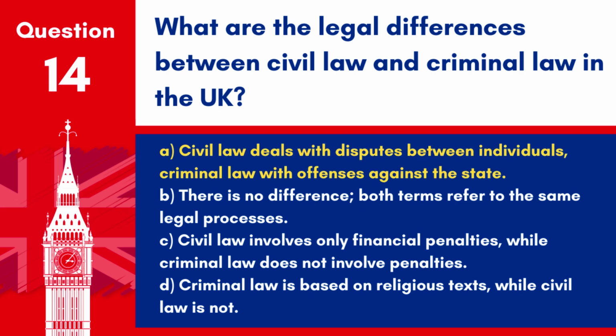Answer: A. Civil law deals with disputes between individuals, criminal law with offences against the state. Civil law in the UK typically involves resolving disputes between individuals or organisations, often involving compensation, whereas criminal law deals with offences that are considered to be against society as a whole.